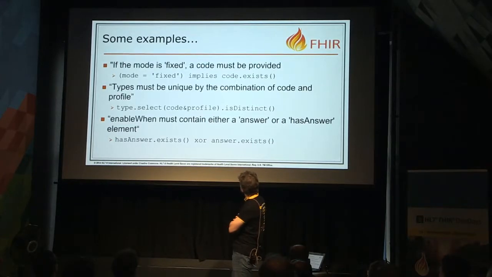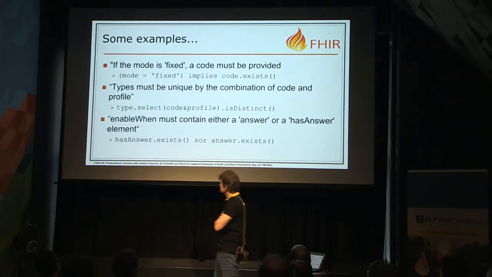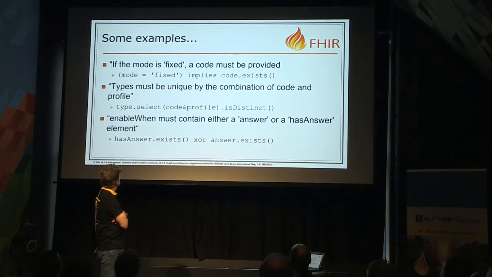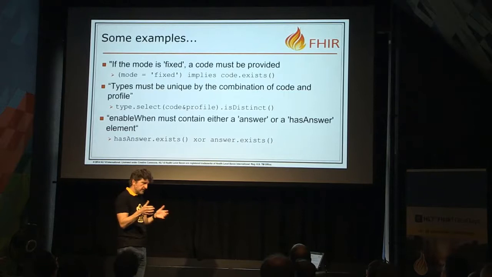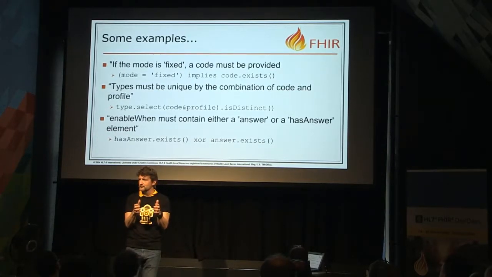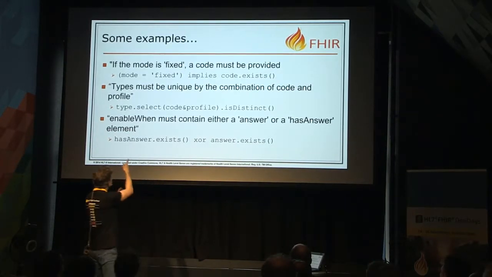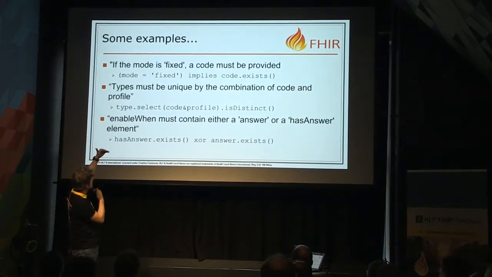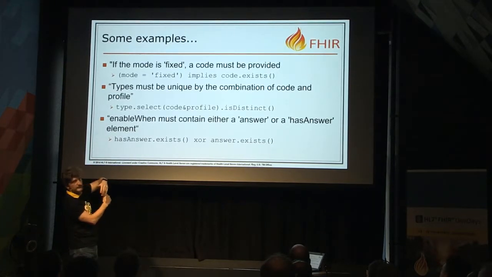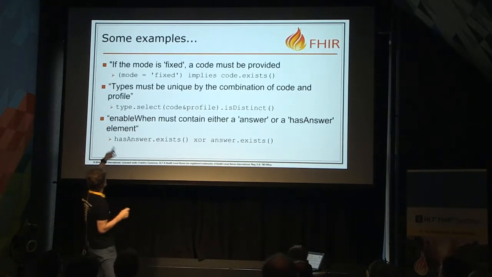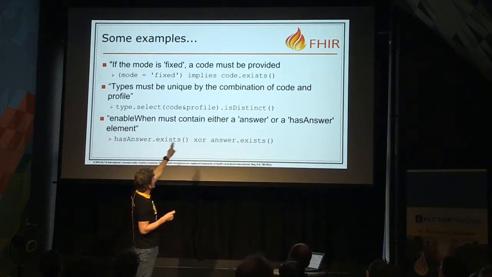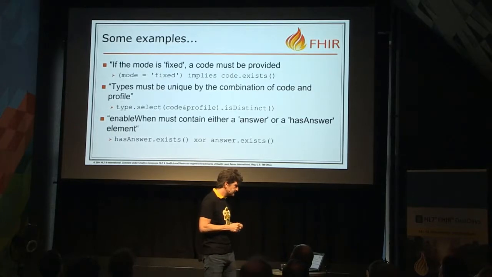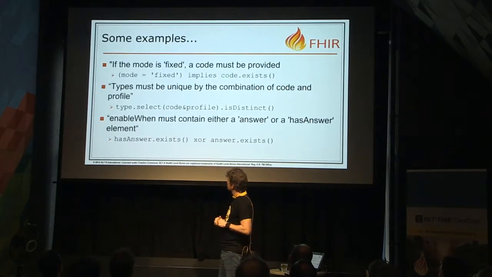Types must be unique by the combination of code and profile. We have a distinct function that does that. But many times you run distinct on a single field, but what if you want to have a combination distinct? Well, you can use the ampersand concatenation operation. So type has two elements, code and profile. Well, it actually has a third one called target profile, but anyway, type.select code and profile, and that needs to be distinct. So now I know that the combination is distinct.